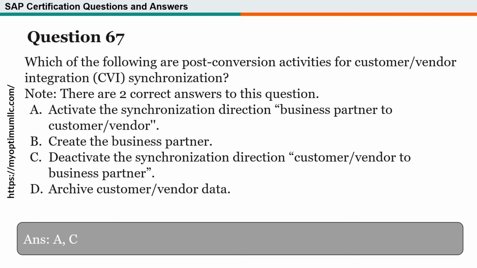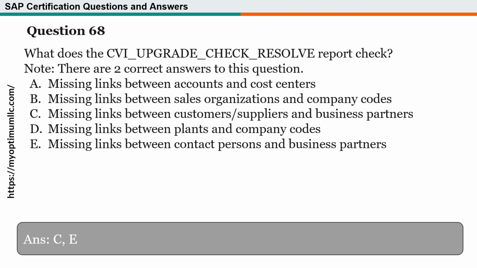Question 67. Which of the following are post-conversion activities for customer/vendor integration, CVI, synchronization? Note, there are two correct answers to this question. A. Activate the synchronization direction business partner to customer/vendor. B. Create the business partner. C. Deactivate the synchronization direction customer/vendor to business partner. D. Archive customer/vendor data.